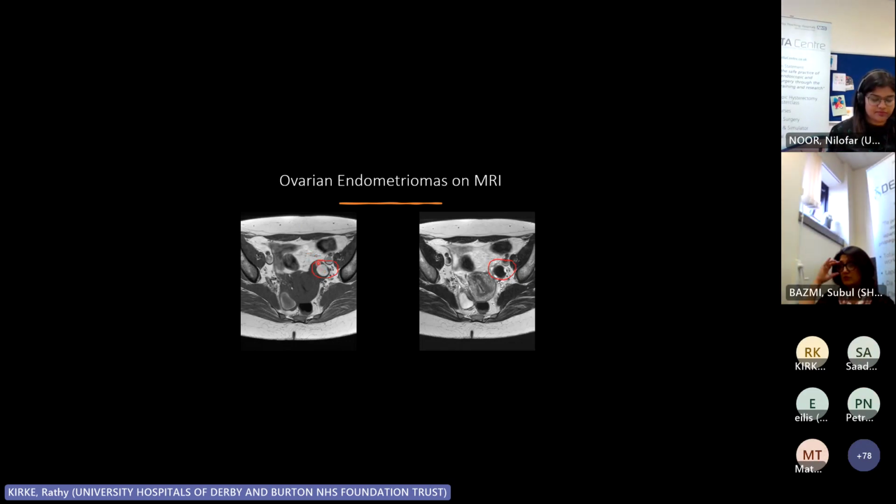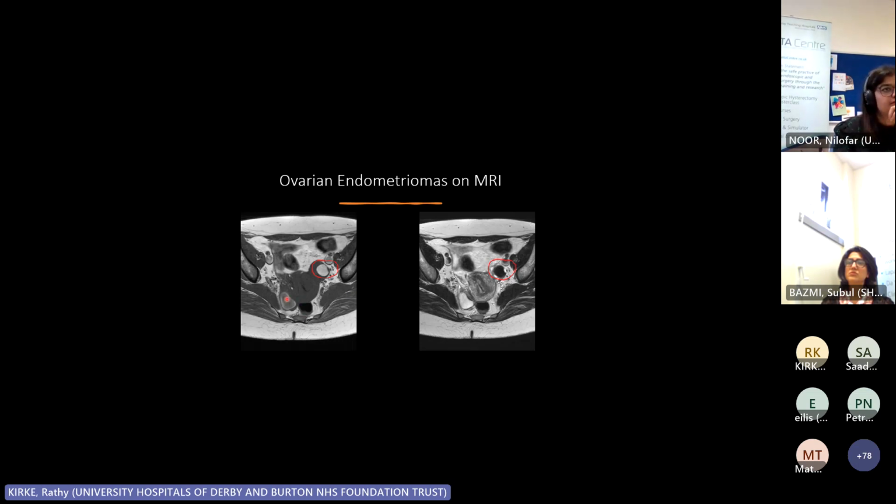So we do a fat suppression sequence where we make the fat dark, and if it still stays bright, we know it's blood. So usually blood is bright on T1 weighted imaging, and you've got dark on T2, or you can get shades of gray. The darker it is, the more hemosiderin there is in the ovary, and that's what ovarian endometriomas look like on MRI. It's a cut and dried diagnosis. There's no two ways about it.